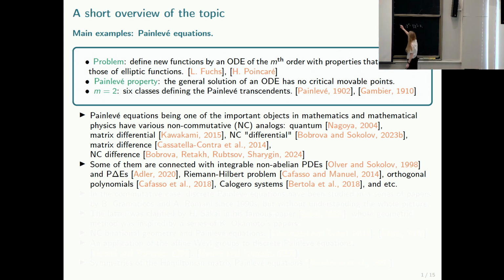it has this form. But now we can ask, what if we replace our function that depends on the variable z by a matrix valued function? Then we can obtain the matrix Painlevé equation, and it turns out that it could be of the same form. Where we have a square.